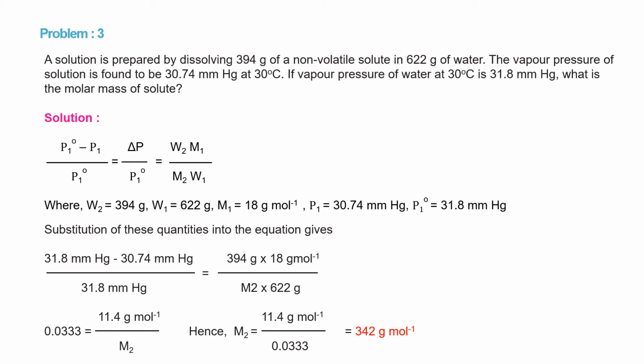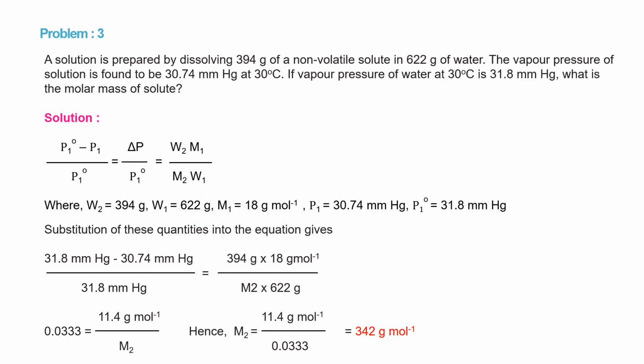Now the M2 term you have to bring to one side and rearrange all the terms on one side. One thing to remember: at the time of writing the values in a formula, you have to write the unit also. Only then will the unit of the component you have to find come out in the right way. Okay. So M2 is equal to 11.4 upon 0.033. So your answer is 342 gram per mole.